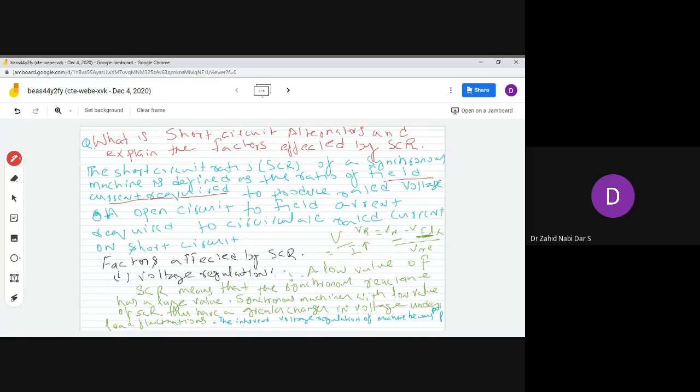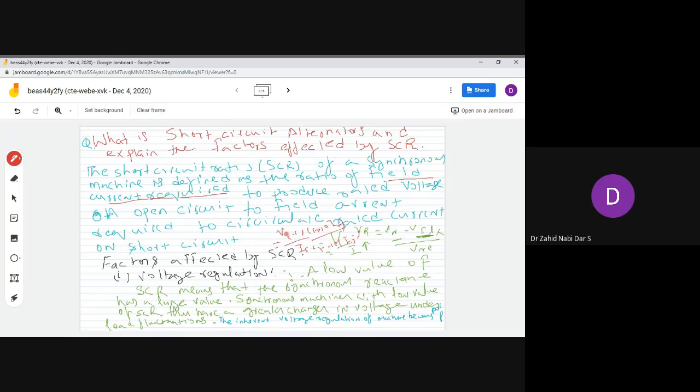So essentially we know the SCR of a machine is defined as the ratio of the field current. The same field current. So we can also write V open circuit, I short circuit. Here we have to keep the field winding IF, and this is the field winding IF. So this is basically the short circuit ratio.